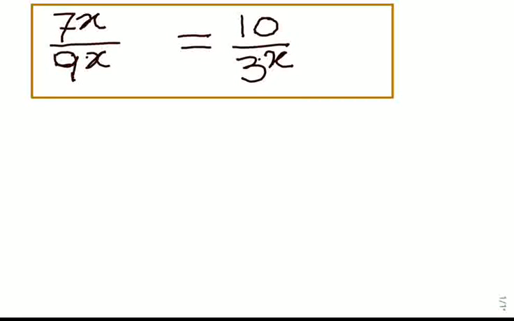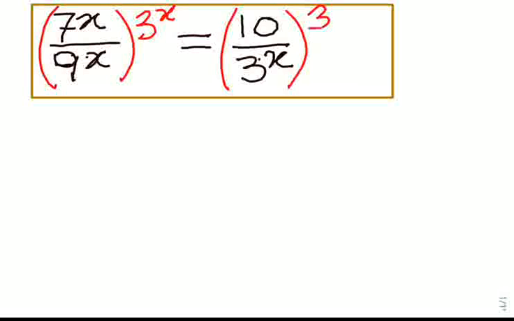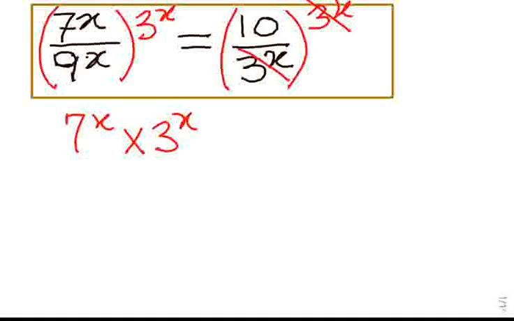The first thing I'm going to do here is to get rid of this 3 raised to power x. In order to do that, I'm going to multiply both sides by 3 raised to power x so that this can cancel this. So what I have left is 7 raised to power x multiplied by 3 raised to power x on this side, divided by this 9 raised to power x.